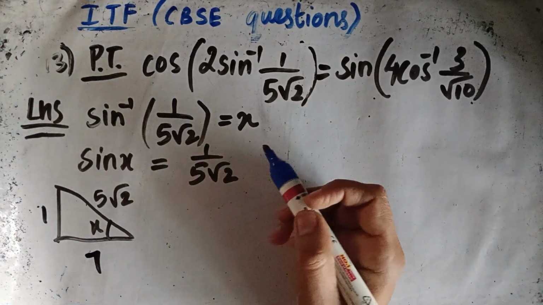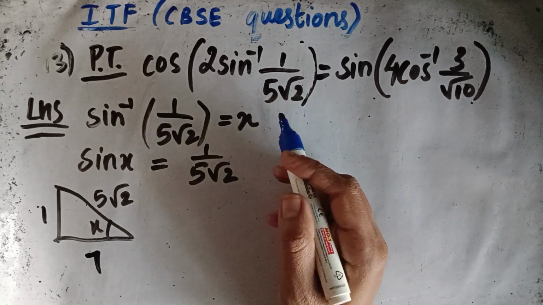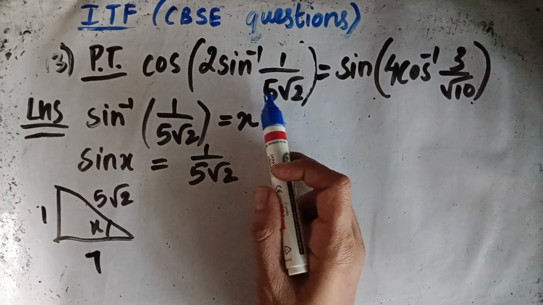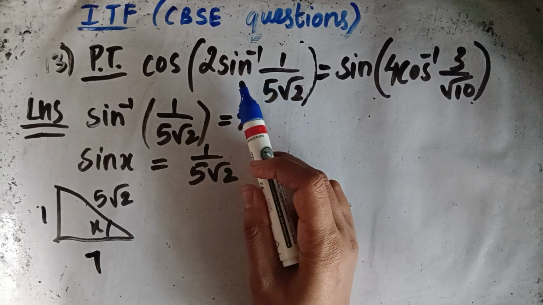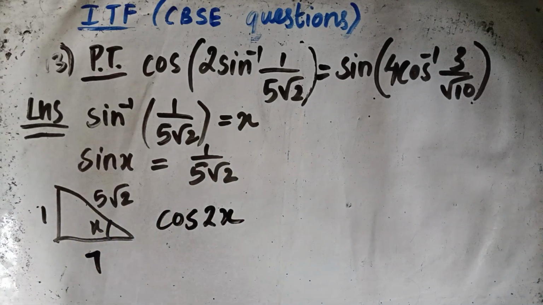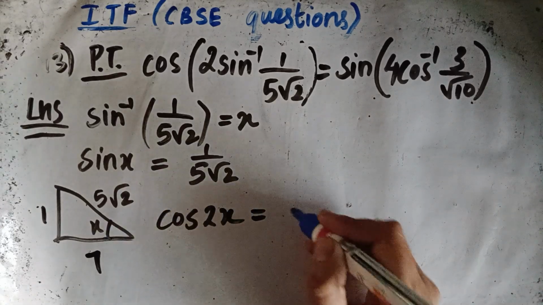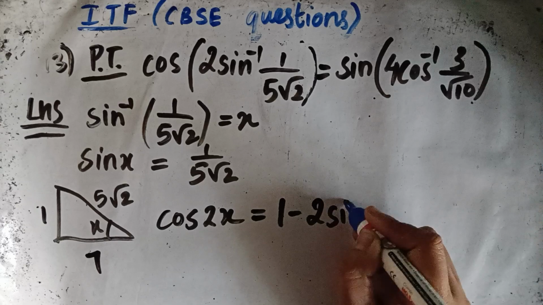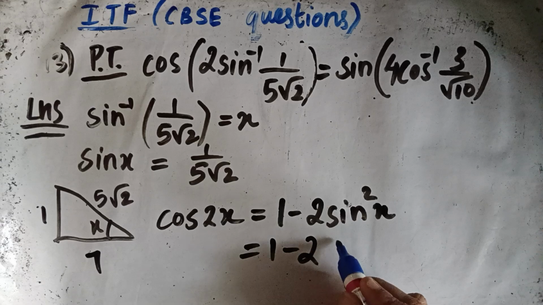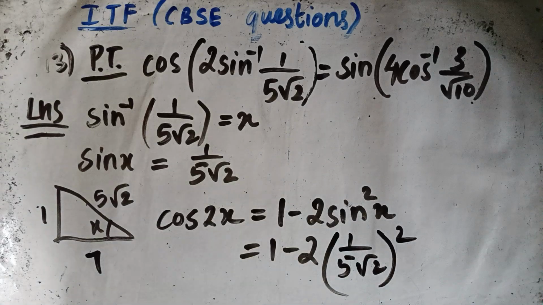Okay. So we have to find cos of 2 into sine inverse of 1 upon 5 root 2. Now this sine inverse of 1 upon 5 root 2 we have taken as x. So this is cos of 2x. This we have to find. Now cos 2x we can use the formula 1 minus 2 sine square x. So this is 1 minus 2 sine square. Sine is this 1 upon 5 root 2 square.